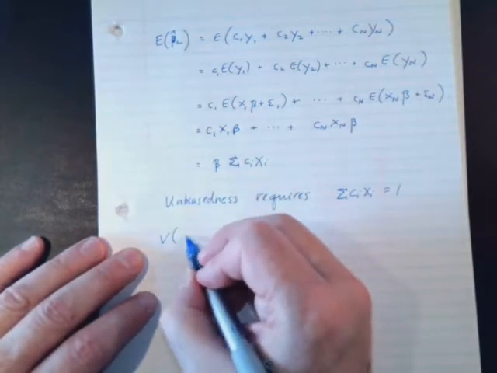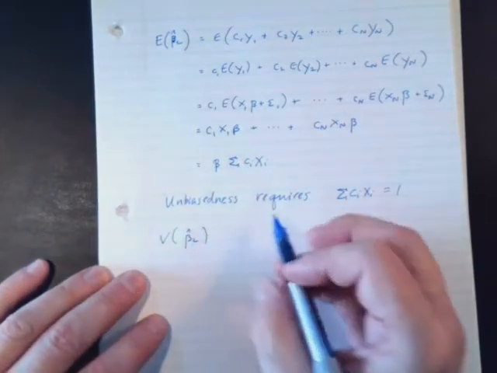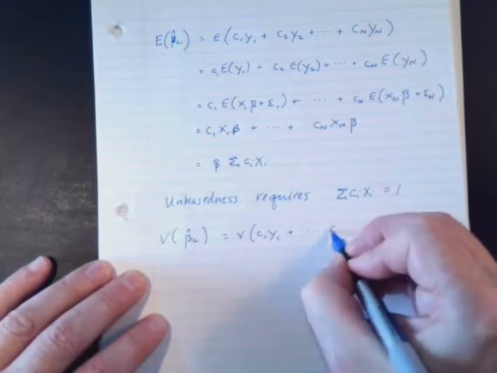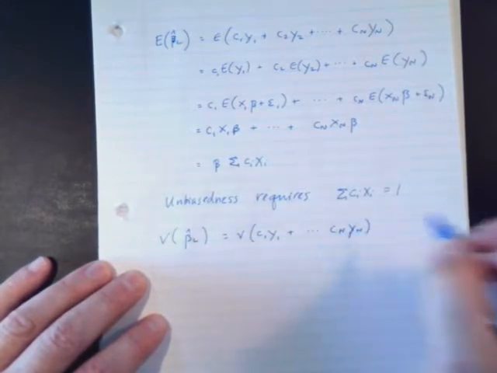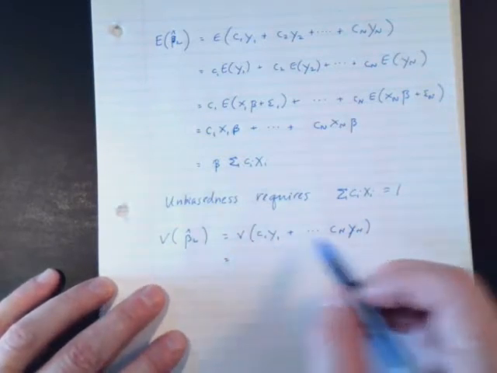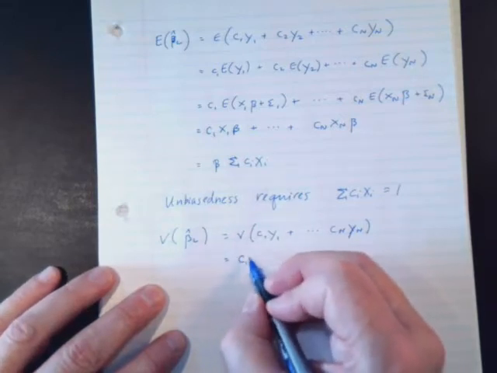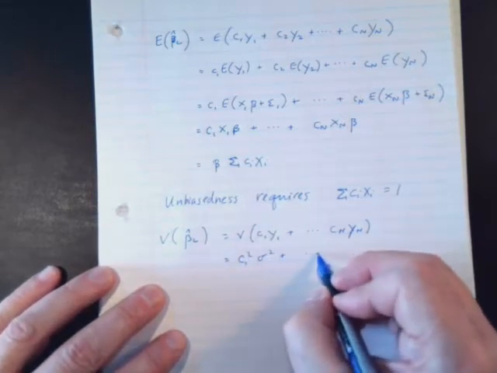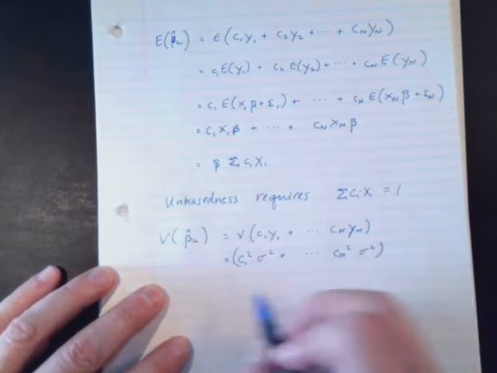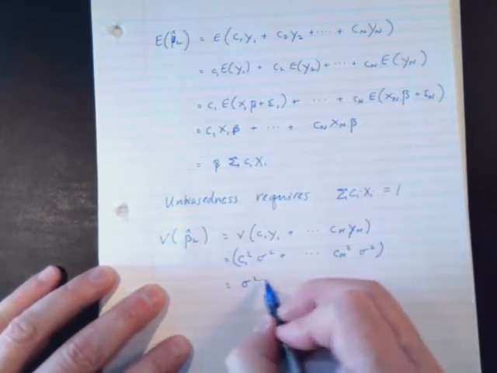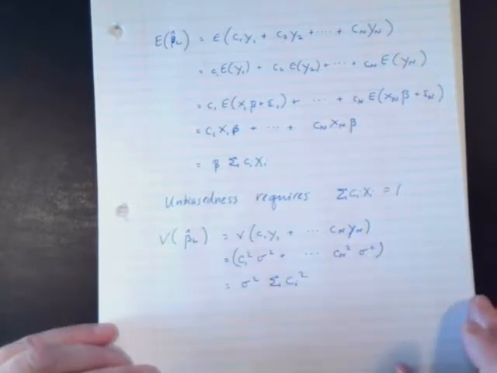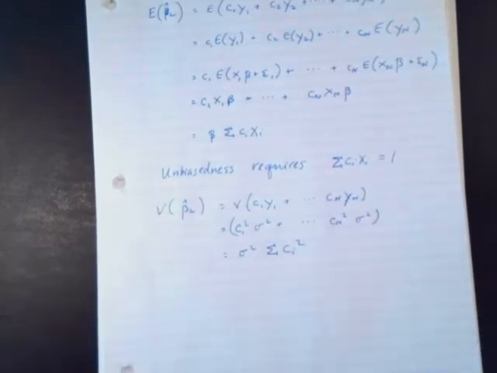Now we also want to know what the variance of this estimator is going to be. So that's going to be the variance of C1 y1 plus all the way through to Cn yn. And we can just go through the various steps that we've seen before, and we get C1 squared times sigma squared plus up to Cn squared times sigma squared. And then putting that in summation notation, we get sigma squared times the sum of the Ci squared terms.